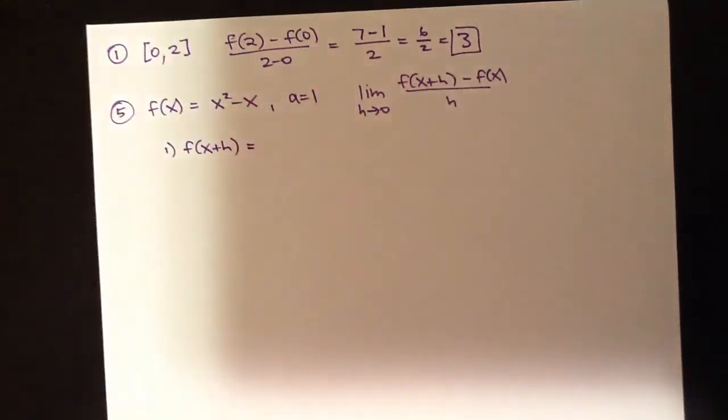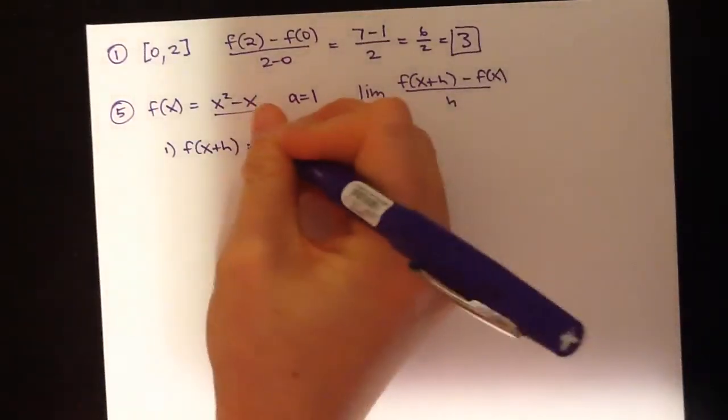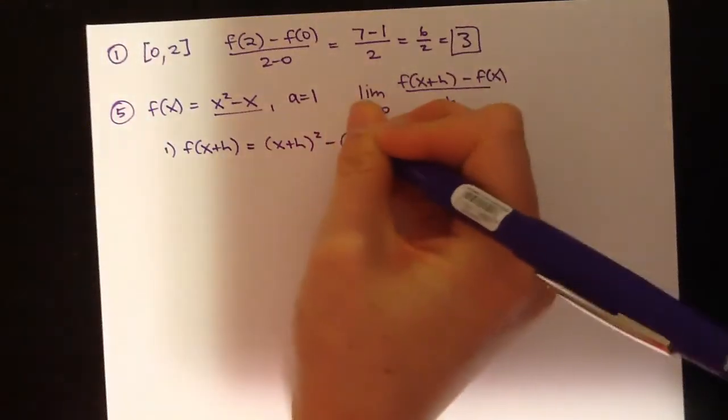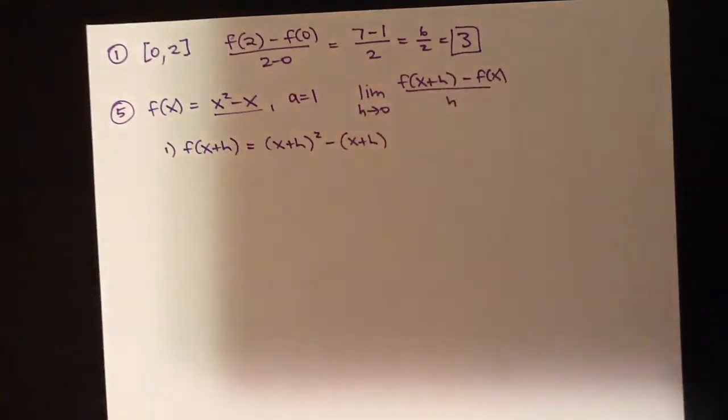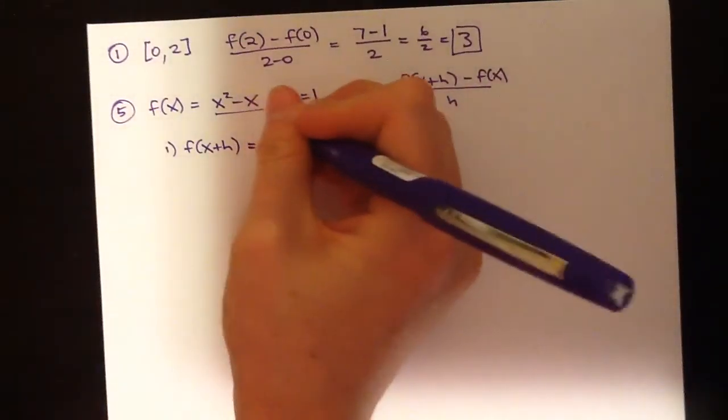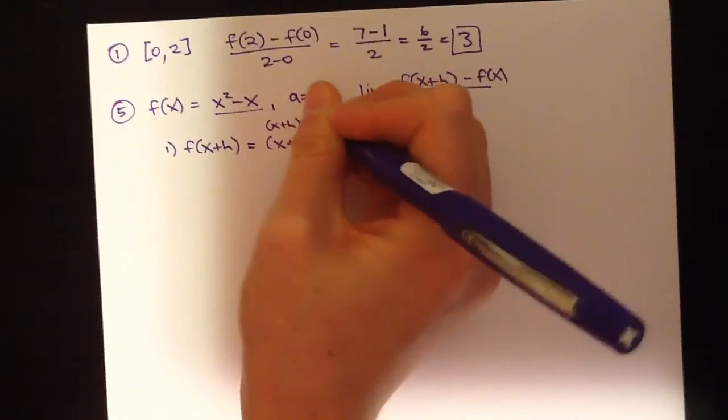So this one's going to require the most work because we're going into this function right here. Everywhere there's an x, we're replacing it with an x plus h. So quantity squared, and then minus x plus h. Make sure you have it in parentheses because we're subtracting, so you want to make sure you're subtracting the h as well. So this thing right here, we write it out twice, like x plus h times x plus h, and then we FOIL it.